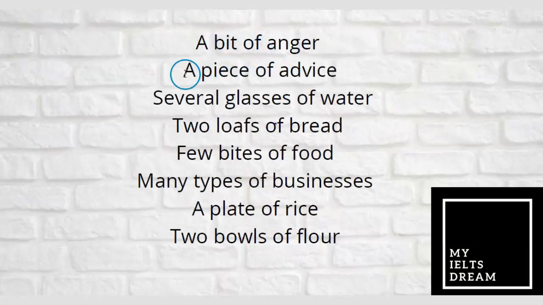A bit of anger, a piece of advice, several glasses of water. Now, several is a quantifier for countable nouns, and we could not use it earlier with any uncountable noun, but if we put a partitive expression between them, then we can use a quantifier for countable nouns with an uncountable noun. 2 loaves of bread. Bread is uncountable, and you cannot use any number before it unless you have a partitive expression.